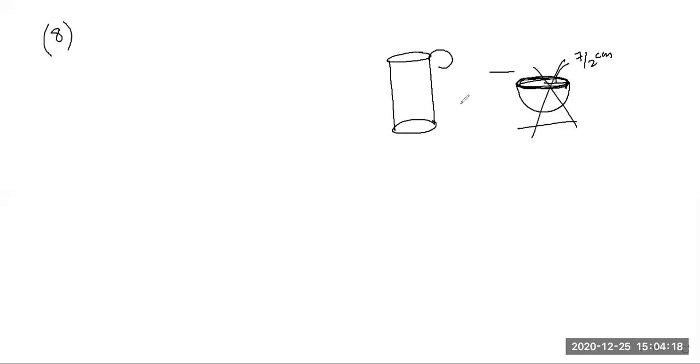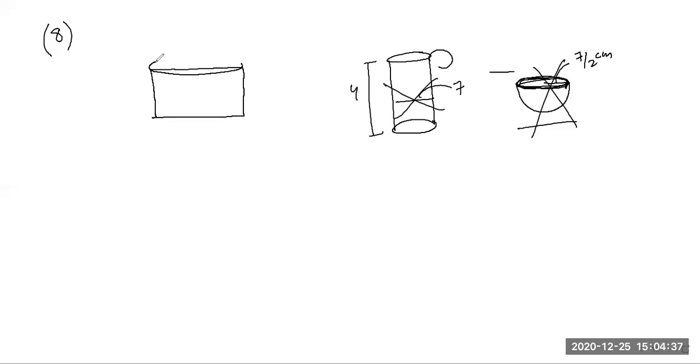So 7 centimeter is the diameter, right? The bowl is filled with soup to a height of 4 centimeter. So it should be like this, and this should be the shape. So the height is 4, the radius is 7 by 2 centimeter. How much such soup does the hospital have to prepare daily to serve 250 patients?